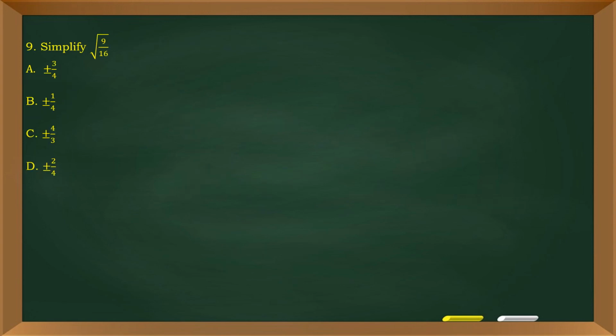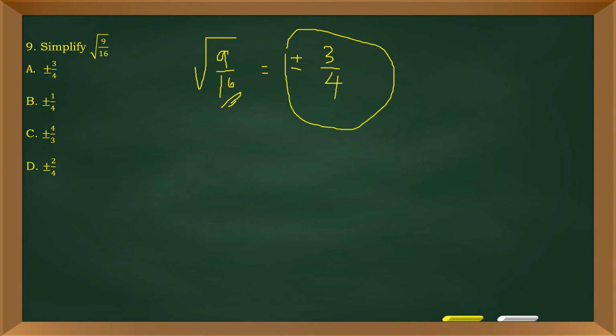Another, simplify square root of 9 over 16. So it's a fraction, but don't worry because the numerator and the denominator are both perfect squares. So we can easily identify the square root of this fraction. The square root of 9 is 3, while the square root of 16 at the denominator here is 4. So when we simplify, therefore, the square root of 9 over 16 is plus or minus 3 over 4. Letter A.